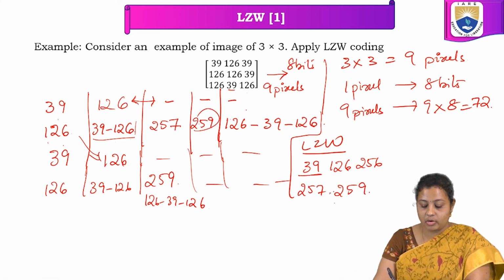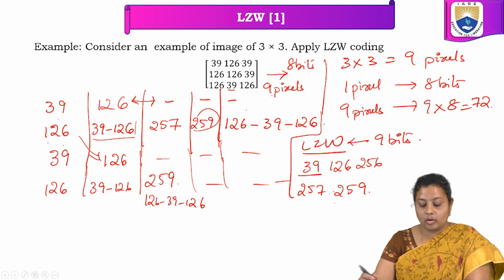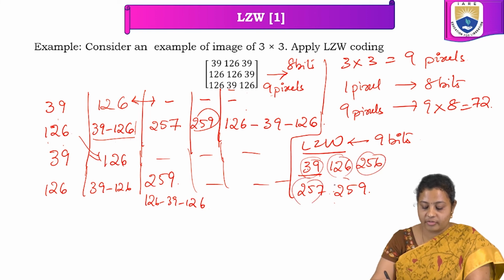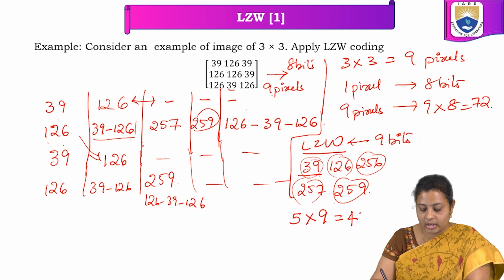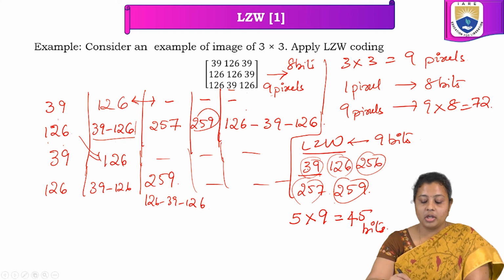Now, each value is represented by 9 bits. Using my LZW coding, I have to represent my intensity values by encode value using 9 bits. So each value is represented by 9 bits. So how many values do I have to code? 1, 2, 3, 4, 5. Right? So I have 5 values which I have to code, and each value is given by 9 bits. So 9 cross 5, how many bits do I require? 45 bits.